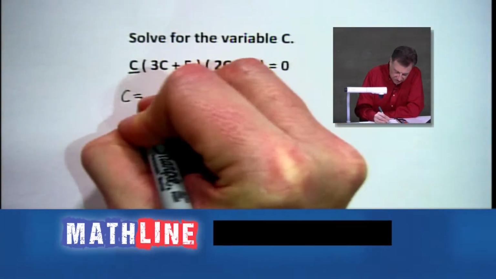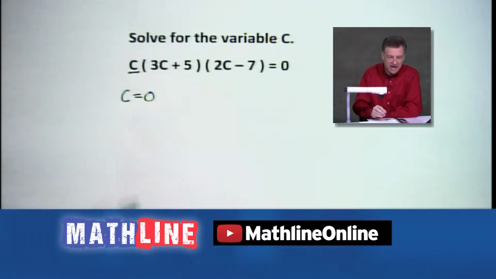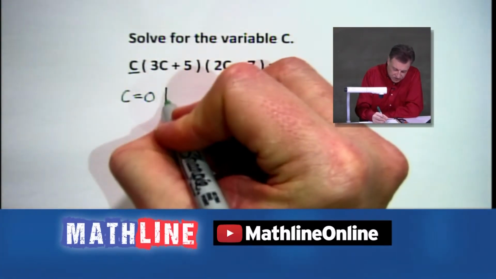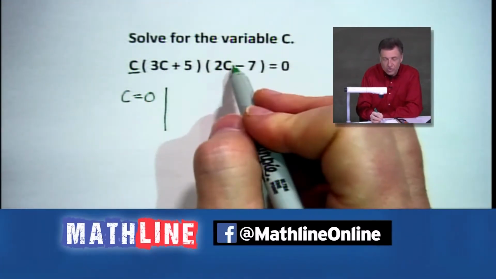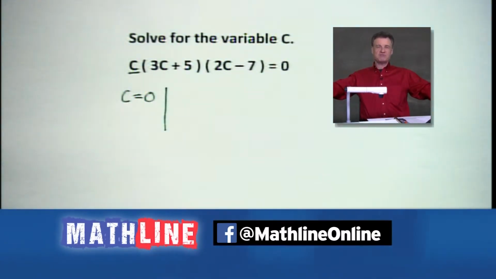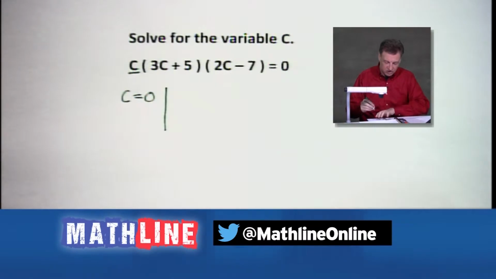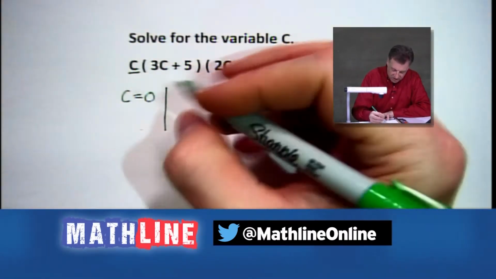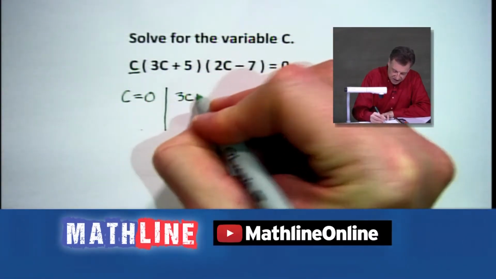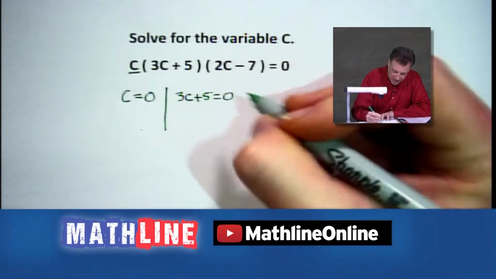I've got c equals 0. You know that story. We don't have to worry about it. c's out there by itself. So this time we have 1, 2, 3 opportunities to have a 0. 1, 2, 3 factors, all right? So we're going to do c equals 0. That's one of them. 3c plus 5 equals 0. That's another option.